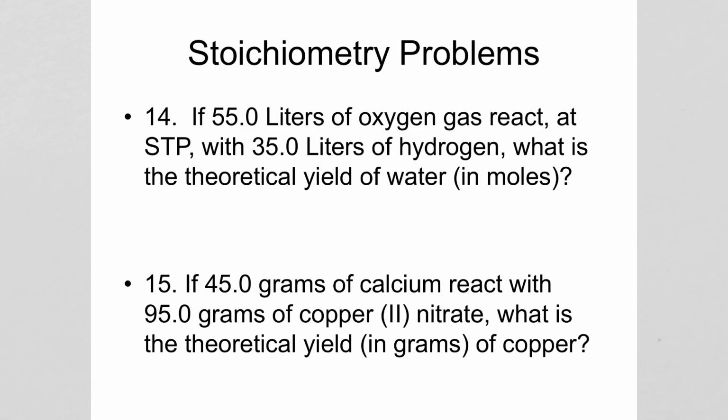All right, so now we're on to problem 14. Another reaction stoichiometry problem. If 55 liters of oxygen gas react at STP with 35 liters of hydrogen, what is the theoretical yield of water in moles? So like before, we need a balanced equation first. So we're starting with oxygen gas, which is O2. We're reacting with hydrogen gas, which is H2. We're making water, H2O. We need to balance this equation. We're going to have to put a 2 right here and a 2 right there. So that's our balanced equation.